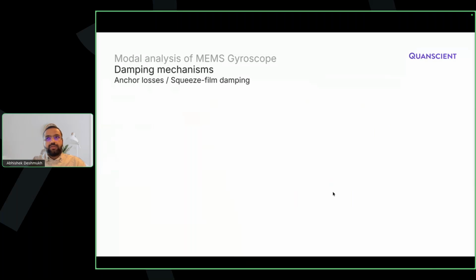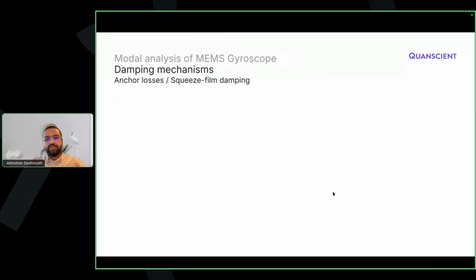Okay, so that was about enabling large-scale simulations. Now let's look at some of the physical effects that are important for the MEMS gyroscope. There are several damping mechanisms that might come into play. In the real world, your gyroscope is not isolated from the environment. The anchors are sitting on a substrate, and through the anchors it's losing energy, or some of the energy is transferred from the anchors to the substrate, and that's what we call anchor losses.